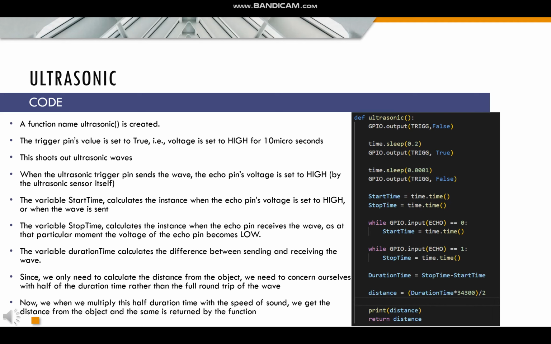The variable duration time calculates the difference between sending and receiving the wave. Since we only need to calculate the distance from the object, we need to concern ourselves with half of the duration time rather than the full round trip of the wave. Now, if we multiply this half duration time with the speed of sound, we get the distance from the object, and the same is returned by the function.